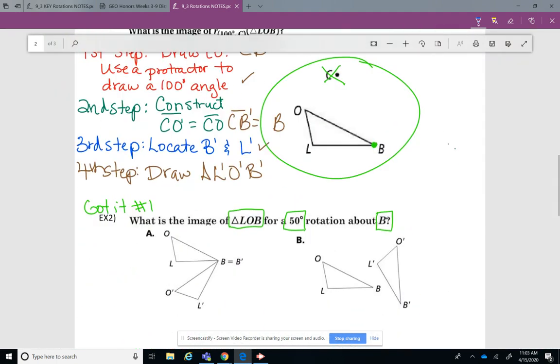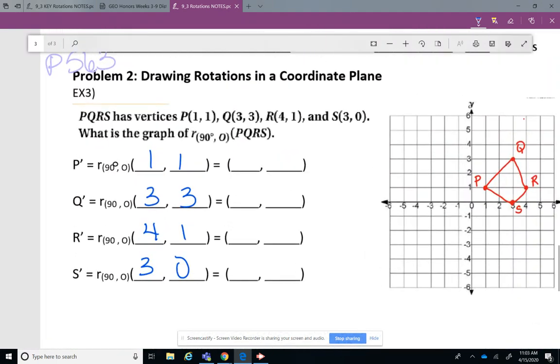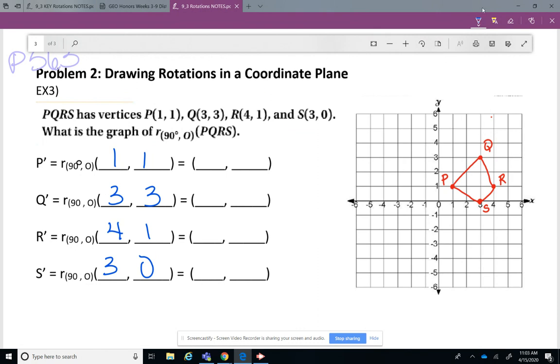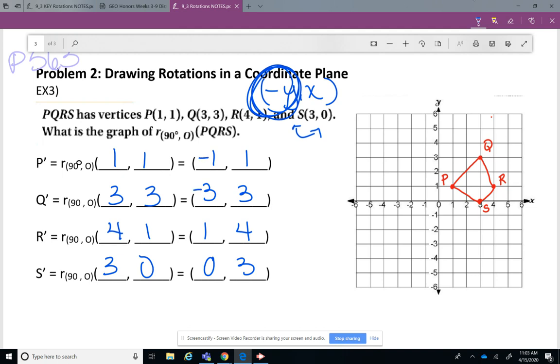-YX. All right, so I'm going to go back to that. And we're going to write this down kind of as our guide. -YX. So I'm going to have to switch every single one of my X and Y. So 1, 1, 3, 3, 1, 4, 0, 3. Now, after I switch them, my first one has to be the opposite. So opposite, opposite, opposite. And you can't do a -0. There's no such thing as a -0.